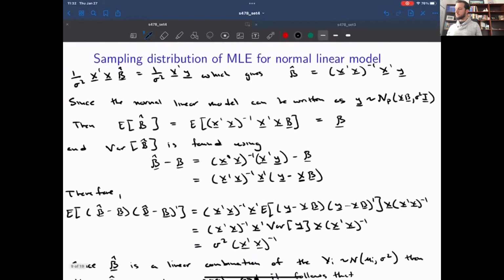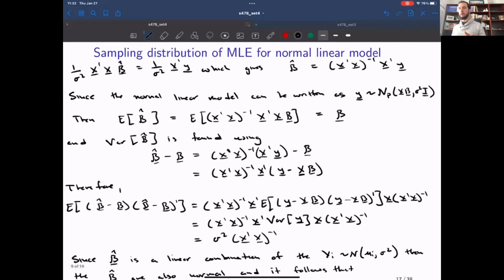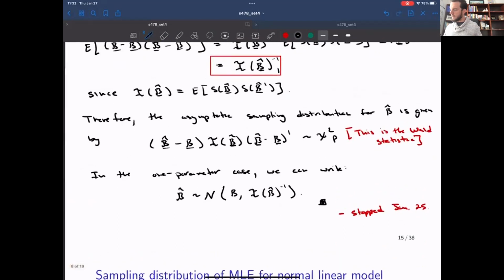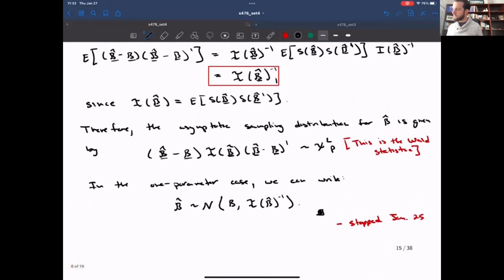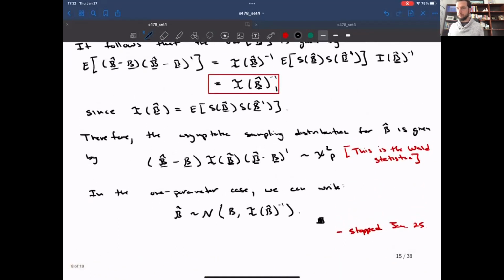Okay, so we started off the class reviewing the derivation of the sampling distribution for the MLEs. We made those corrections and we showed the expected value of β̂ is β. The variance of β̂ is the inverse of the information function. And then the asymptotic sampling distribution is chi-square, and we call this the Wald statistic.